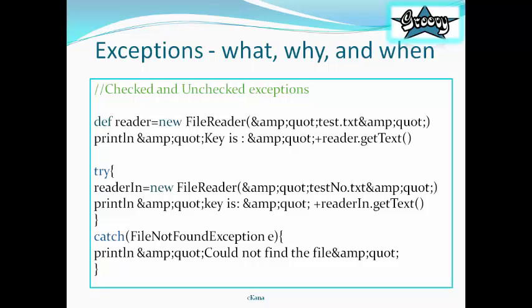The example shows two ways of opening a file, one with and one without a try and catch block. When the developer knows that the file exists, as shown in the first example, he doesn't surround it with a try and catch. Later on, the developer can choose whether he wants to catch the exception or not.